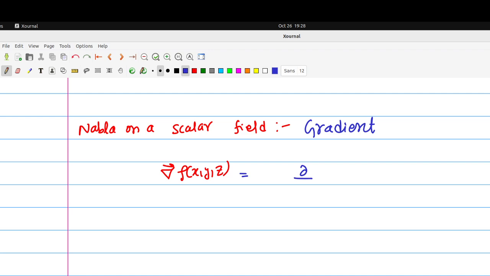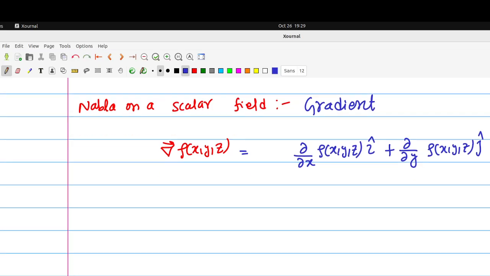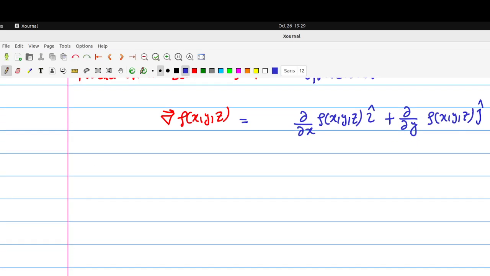So partial derivative d by dx of rho of x, y, z with respect to x into i cap, then partial derivative with respect to y with j cap, partial derivative with respect to z with k cap. Okay, so this is gradient. This is just gradient. What is the meaning of gradient?